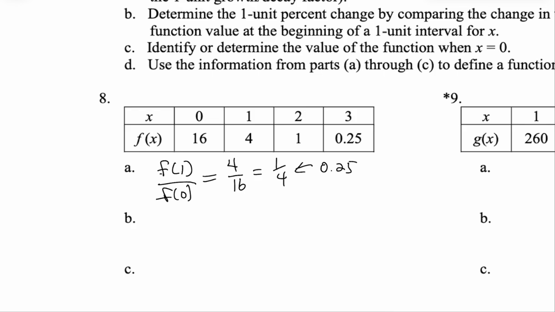We could see that it's a decay. Do you see how these numbers are getting smaller and smaller and smaller? And each time they're dividing by 4. So that's why we get that to be that.